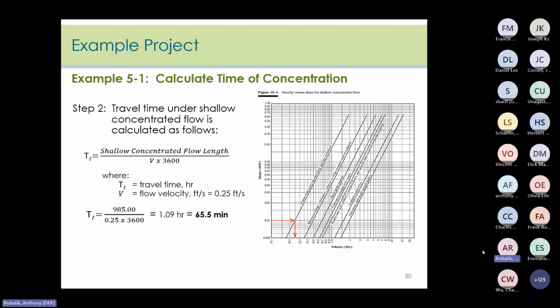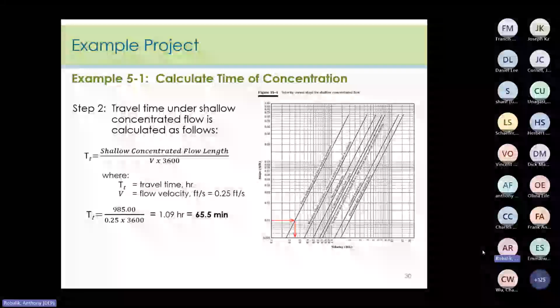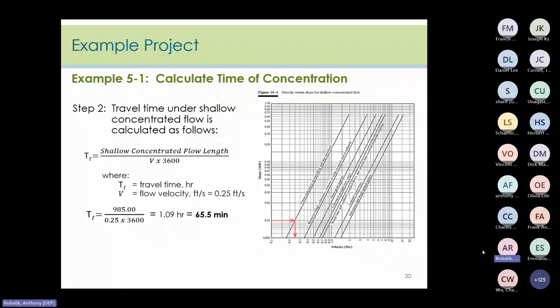Now we'll calculate the shallow concentrated flow travel time. Remember that the total flow path is 1,000 feet. Since the sheet flow segment is 15 feet, the length of the shallow concentrated flow is just the difference, which is 985 feet. The value for the flow velocity can be determined from figure 15-4, which was mentioned earlier. For this example, a horizontal line is projected from the y-axis at the tick mark denoting the 1% slope to the curve representing forested areas, and the corresponding velocity is 0.25 feet per second.